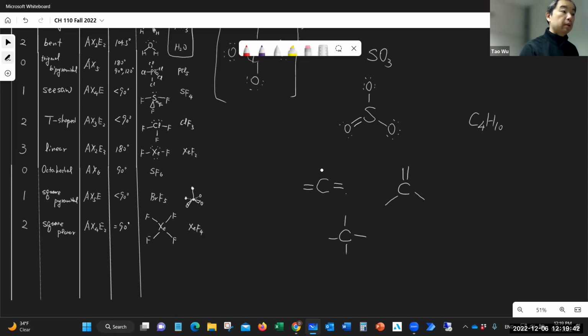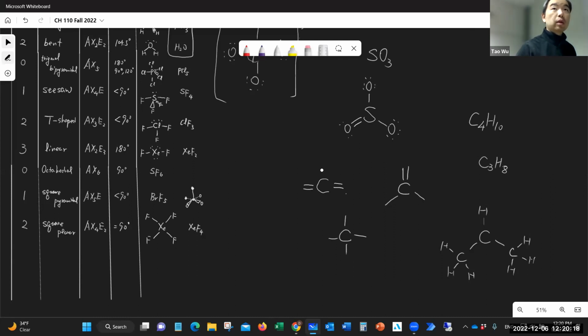So propane, you can draw the propane. Propane has 3 carbons. This is C3H8. So you have a carbon over here. This is the Lewis structure for propane.